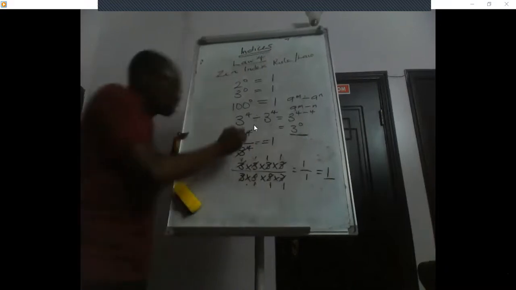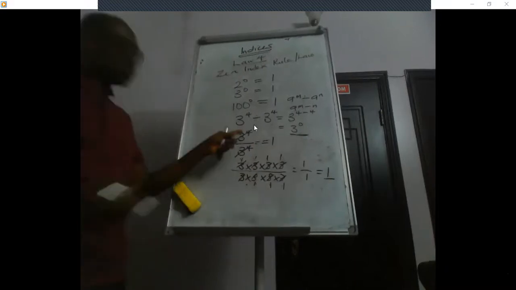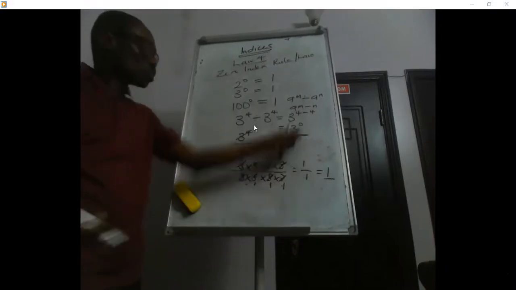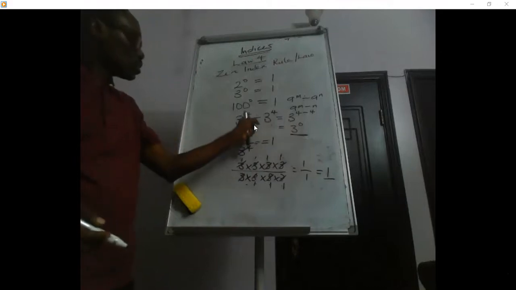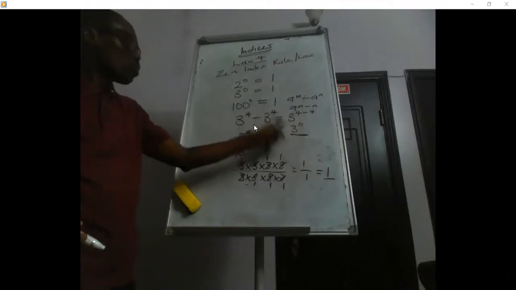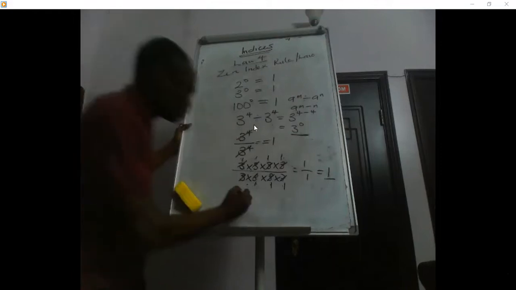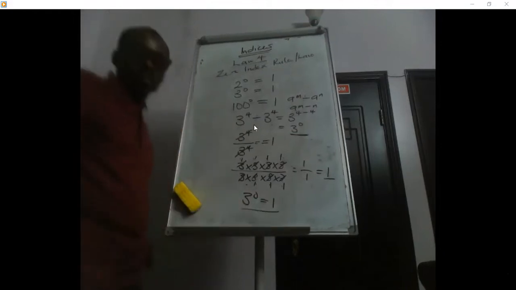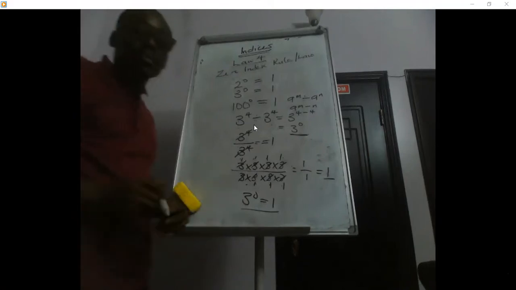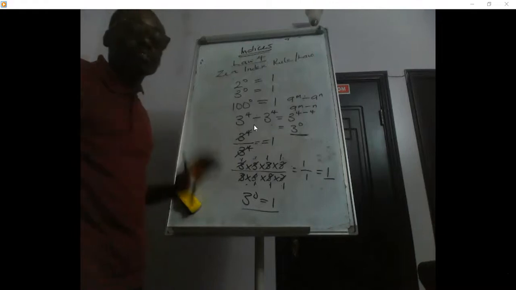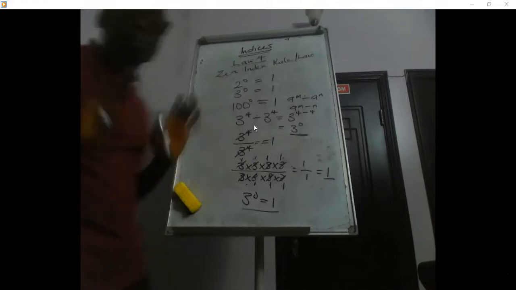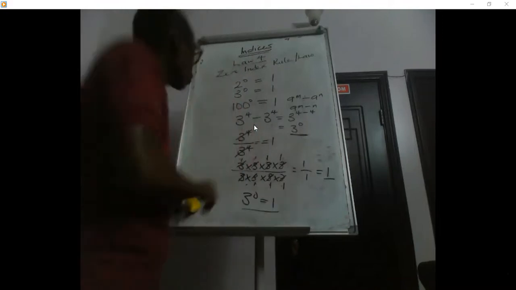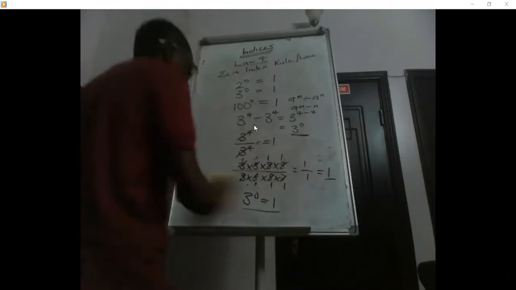So that means 3 raised to power 4 divided by 3 raised to power 4 is equal to 1. And that same expression gave you 3 raised to power 0. This implies that 3 raised to power 0 is equal to 1. So that is why anything raised to power 0 is equal to 1. Just have that in mind. Anything raised to power 0, whether it's a million raised to power 0, gives you 1. So we're going to move on to the next law.